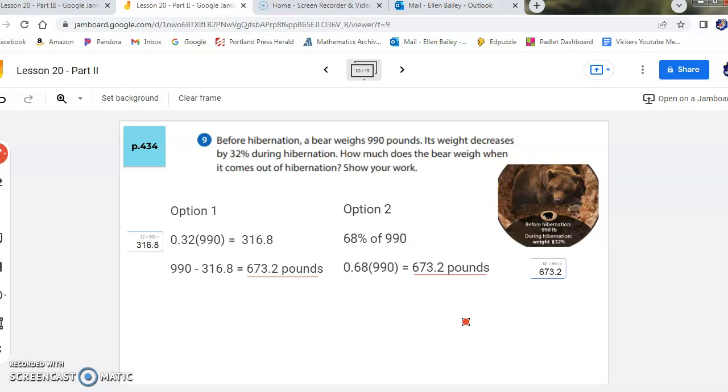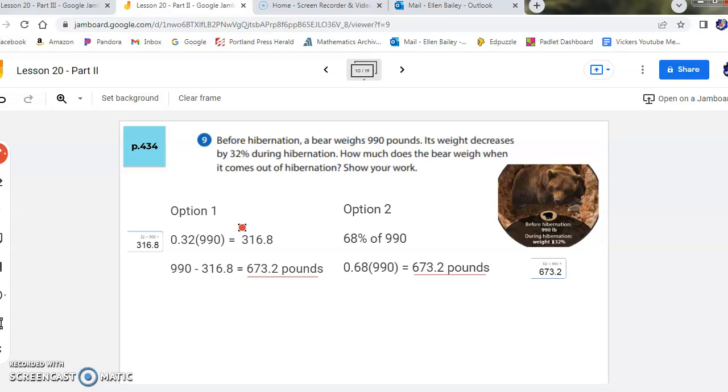All right, so it says before hibernation, a bear weighs 990 pounds. Its weight decreases by 32% during hibernation. How much does the bear weigh when it comes out of hibernation? Show your work. Okay, so the first thing I did is I figured out, okay, 32% of 990 is 316.8.